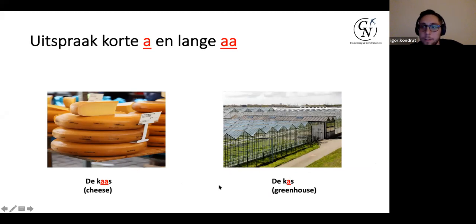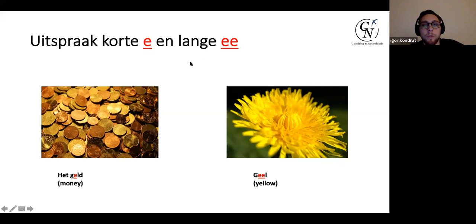Okay. Now we have another letter. We have het geld. It means the money. Het geld. And we have geel. It means like yellow. So you can say, for example, ik heb veel geld. I have a lot of money. Or you can say, de bloem is geel. The flower is yellow. Ik wil ook meer geld. I think everyone, right? We are all students.